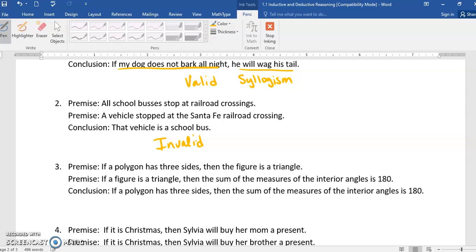It could be a truck with gas tanks that has to stop. It could be any other type of vehicle that stops at railroad crossings. You just have to be careful. It's kind of like that detachment we talked about, but it's the wrong direction. We have to talk about what stopped first.